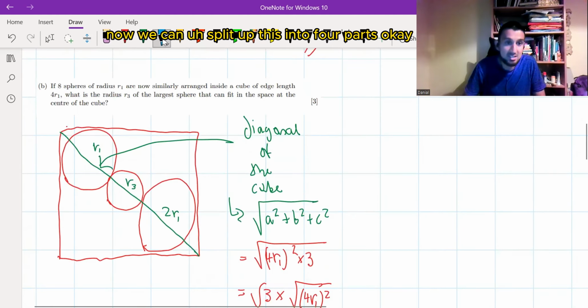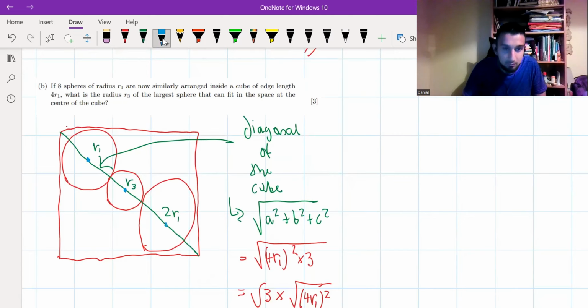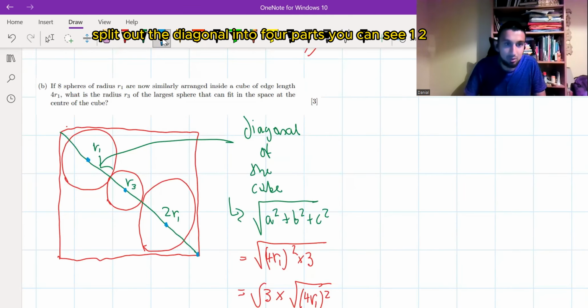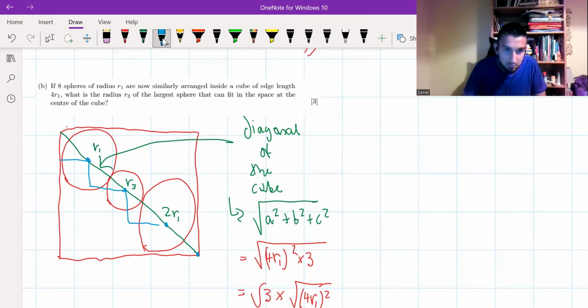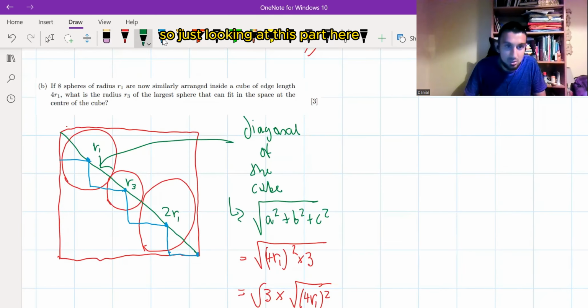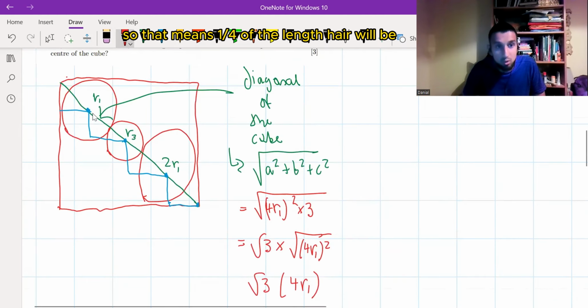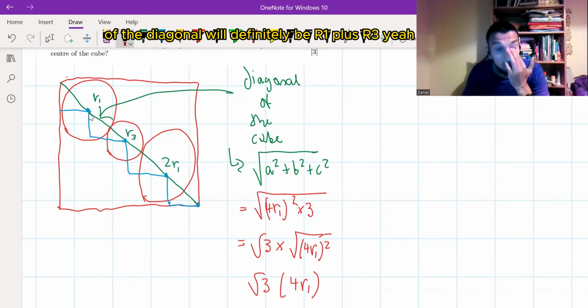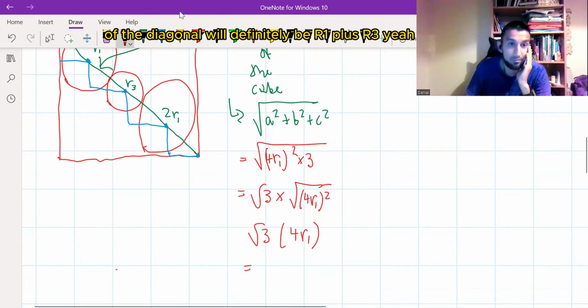Now we can split up this diagonal into 4 parts, okay? You can see 1, 2, 3, 4 parts, okay? That's clearly 4 parts. Now just looking at this part here, you can choose to isolate that part there. So that means 1/4 of the length of the diagonal will definitely be R1 plus R3.